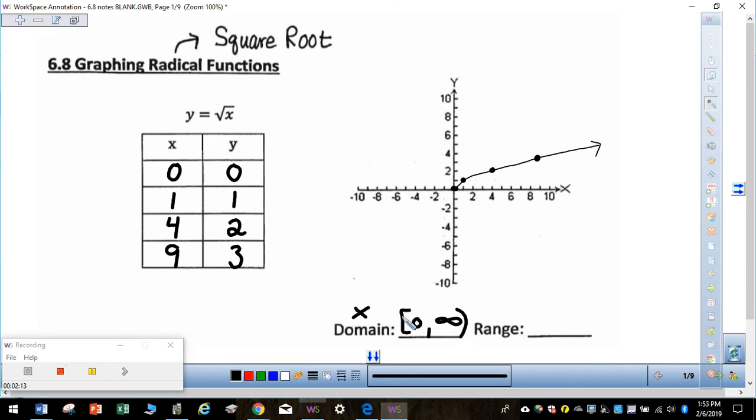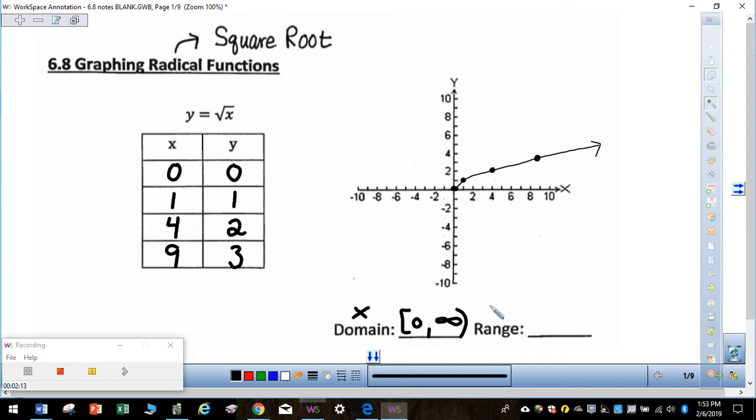Notice how we're using the closed bracket here. That means that it could include 0. If it couldn't, for a different kind of situation, we might do a curved parenthesis around the outside to say that 0 is not included, but in this case it is.